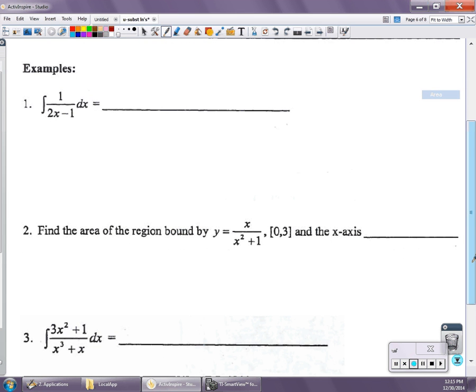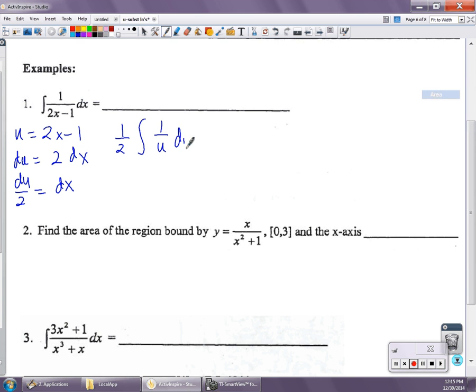So we're going to use u substitution because there's an inside function. We're continuing on with the whole idea of u substitution. U is equal to 2x minus 1. Du is equal to 2 dx, and we don't need that 2, so take it to the other side. When we do the substitution, we have 1/2 of the integral of 1 over u du.